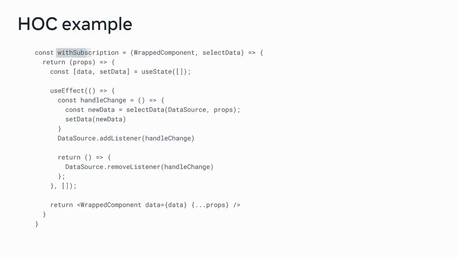With subscription is the higher order component that takes the wrapped component you would like to enhance with subscription capabilities, as well as a select data function to determine the type of data you are getting from the data source, in this case, either orders or users. With subscription, then, returns a new component that renders the provided component and supplies a new prop to it, called data, that will contain the most recent list of items from the data source of interest. It also passes other props through to the wrapped component, which is a convention in HOCs.